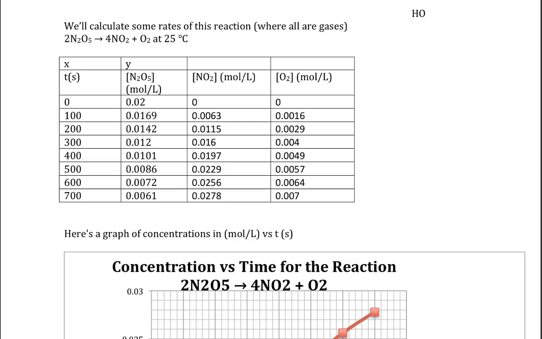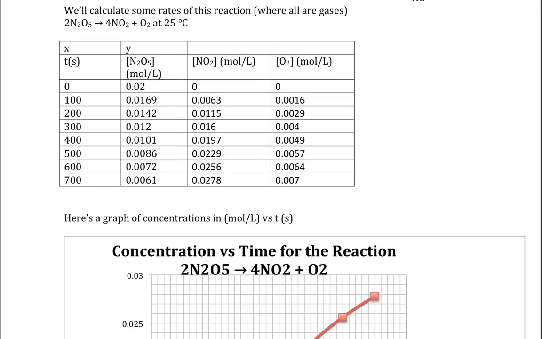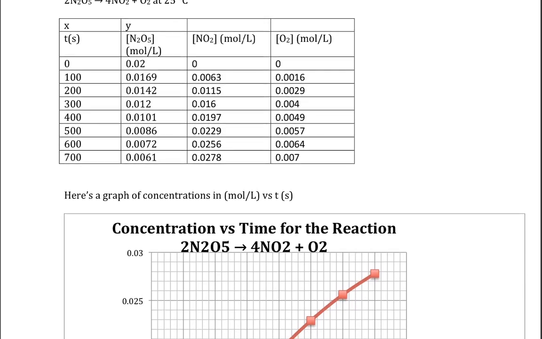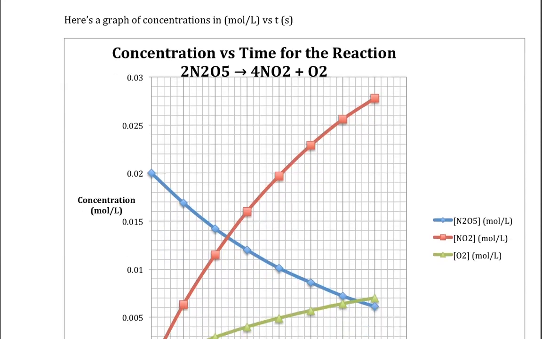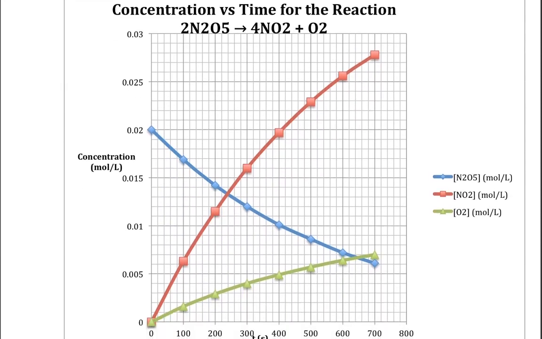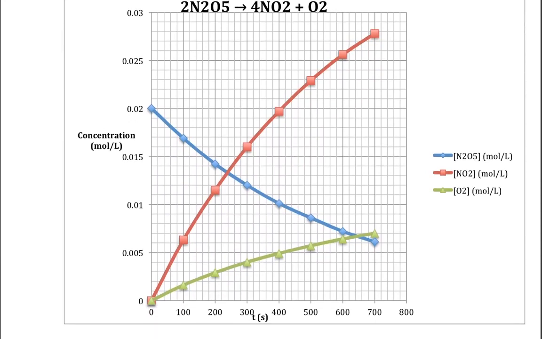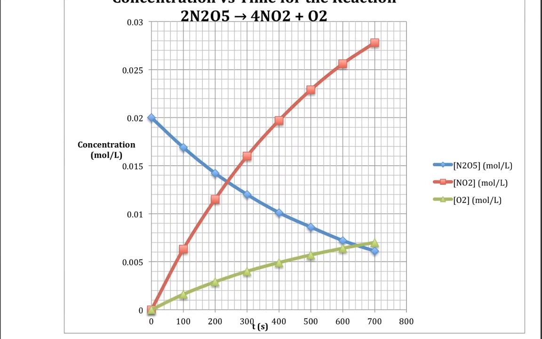So if we start with 0.02 molar N2O5 and monitor its concentration and the concentrations of the products and make a graph from the data, we get this graph here, which is concentration versus time for our reaction. We see concentration on the y-axis, moles per liter, time on the x-axis in seconds. And without looking at the key, let's just make sure we make sense of everything.